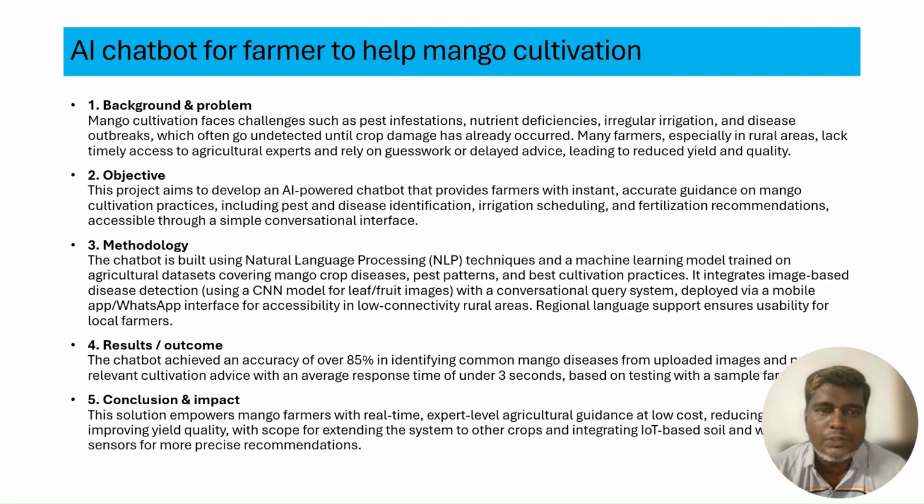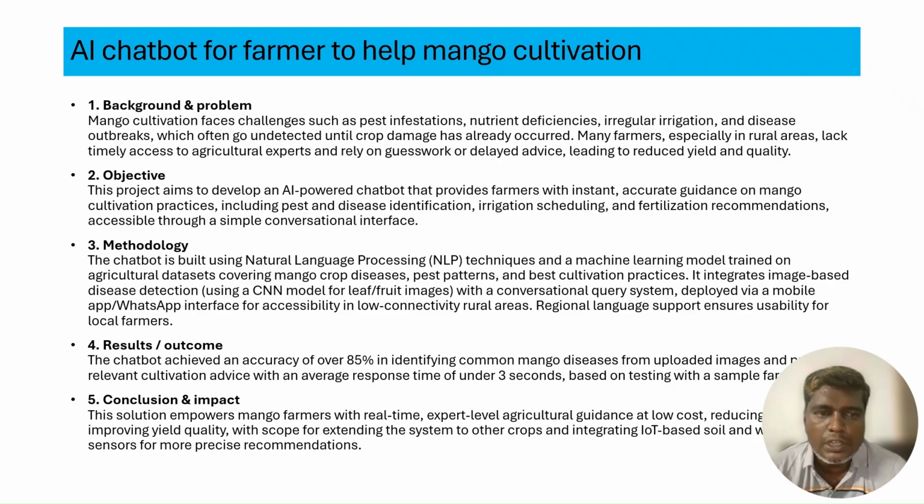The objective: this project aims to develop an AI-powered chatbot. It is going to give instant, accurate guidance on mango cultivation practices, including pest and disease identification, and various scheduling activities. So these are the objectives of your project.